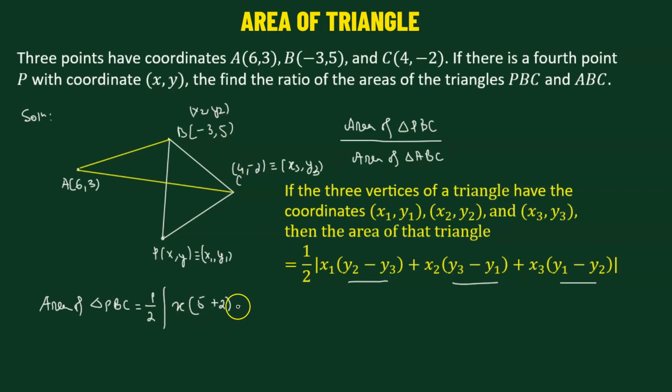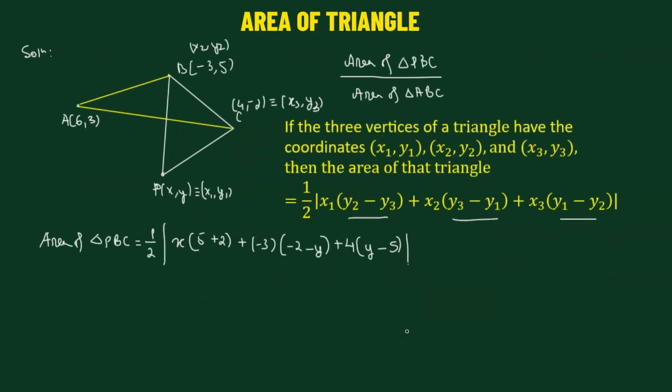Added to x2 times, so x2 is the x coordinate of B, so this is -3, so we have -3 multiplied by, we need y3 minus y1, so here y3 is the y coordinate of C, so that's -2, and from here we have to subtract y1, so y1 is the y coordinate of point P, so that's simply y. Then we move on to x3. So x3 is the x coordinate of point C. So that's 4. So we have 4 multiplied by, we need now y1 minus y2. So y1 corresponds to y. From it we're going to subtract y2. So y2 is going to be 5. So that gives us the area of triangle PBC.